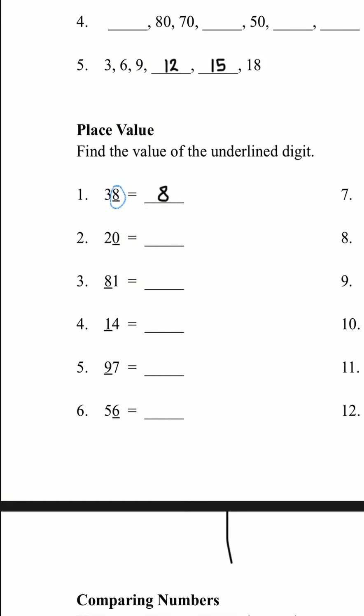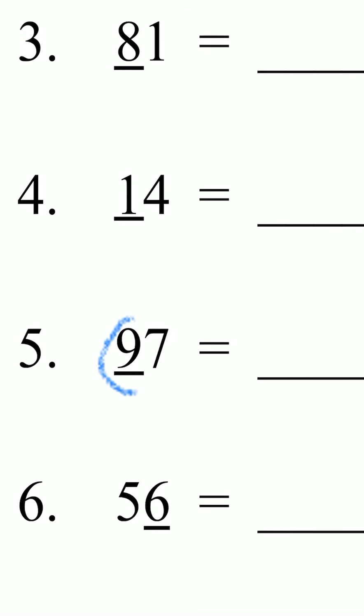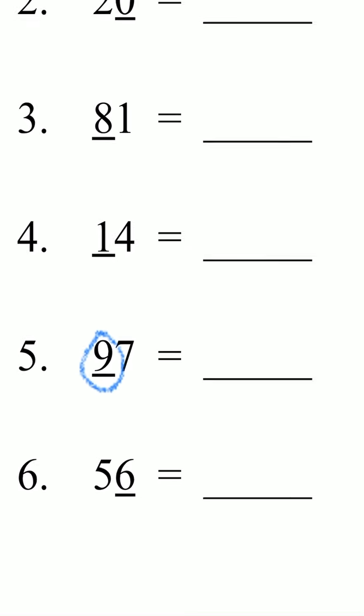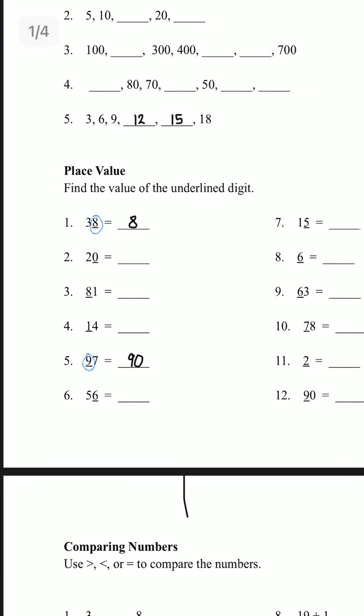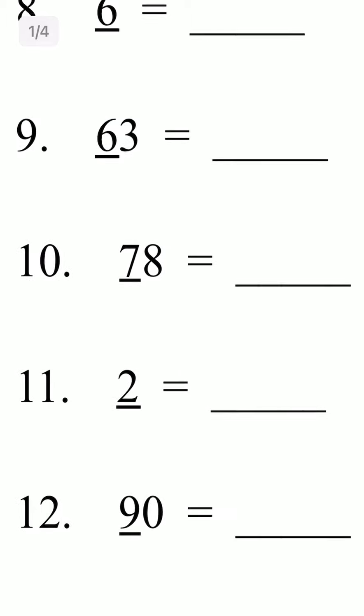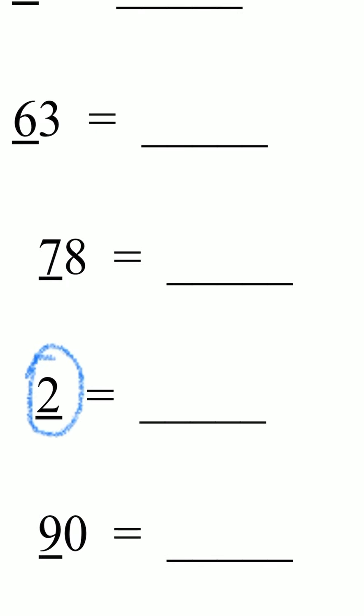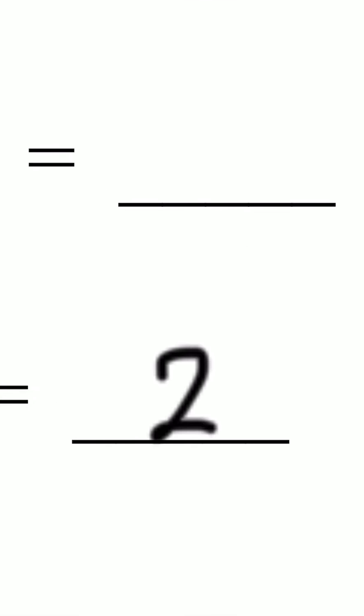Let's look at number 5. 9 is underlined, but it is on the tens place, so we have to write 90 instead of 9. Let's look at number 11. 2 is underlined, and it is on the ones place, so we have to write 2.